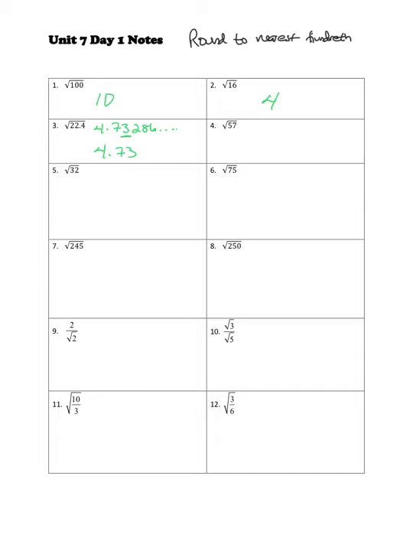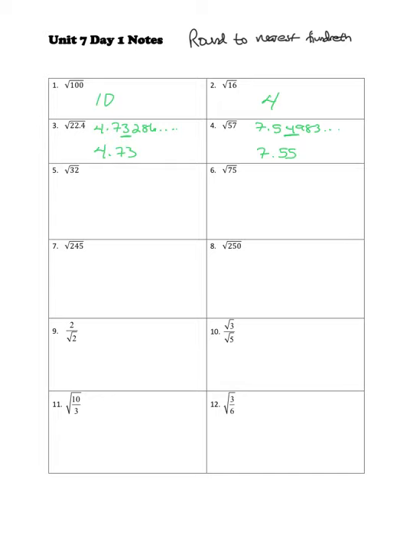All right, square root of 57. It's another calculator exercise. It is 7.54983. I want to go to the hundredths place, and I end up with 7.55. Now, square root of 32.